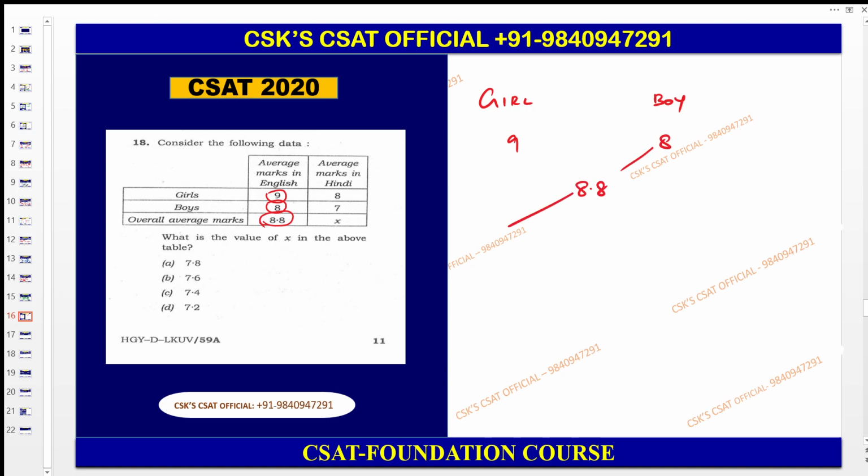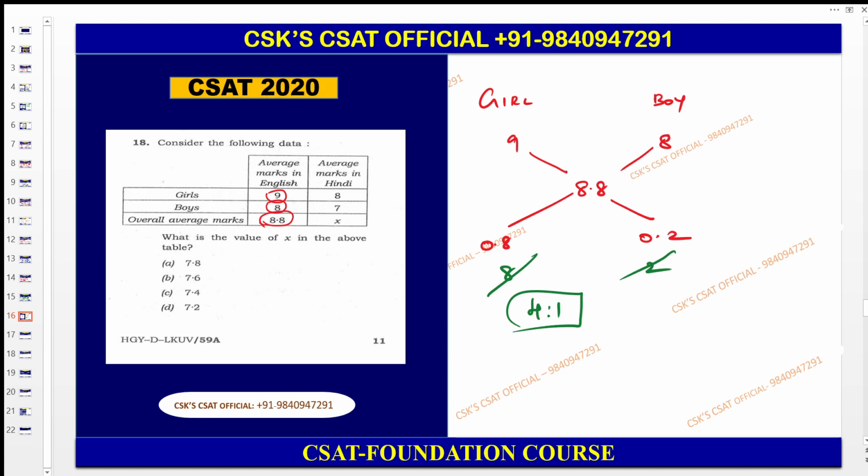How to find this one? 8.8 minus 8, so 0.8. You have to subtract, right? 9 minus 8.8 becomes 0.2. Now in order to find the ratio, multiply both sides by 10, it becomes 8 to 2. Cancel this one. 4:1 ratio. The number of students ratio here is 4:1. So 4 girls, 1 boy. That is the ratio here.